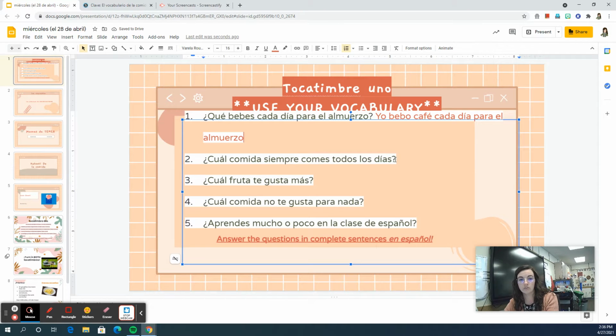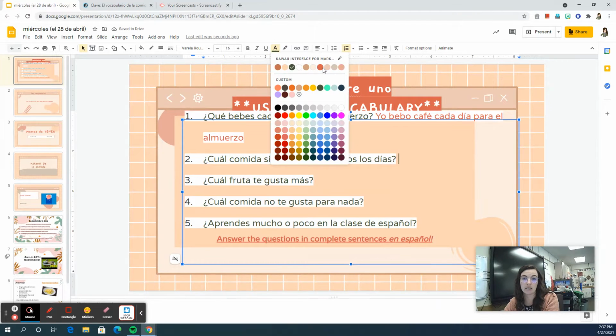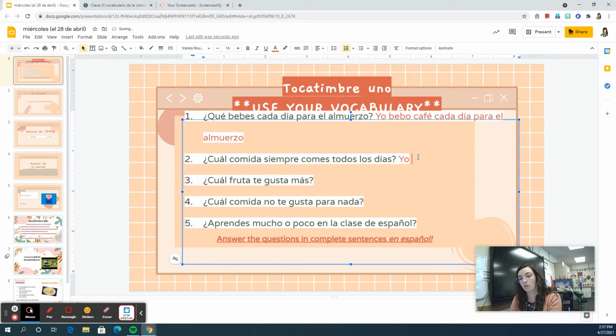Número 2. ¿Cuál comida siempre comes todos los días? I know comida means food. Comes means you eat. Siempre is always, and todos los días means every day. So it's asking me, what do you eat every day? Now, if I wanted to change comes to the yo form, I'm going to say yo como.